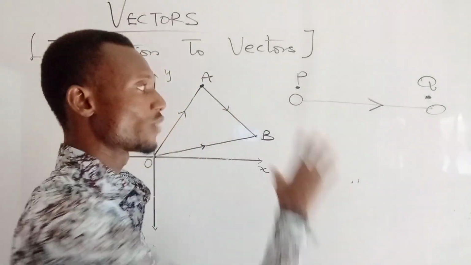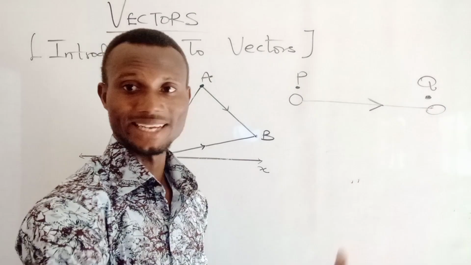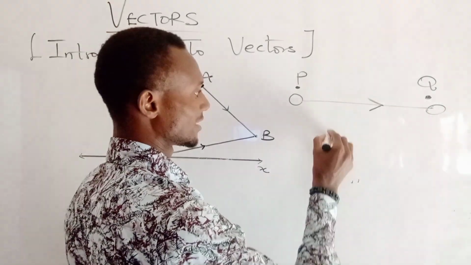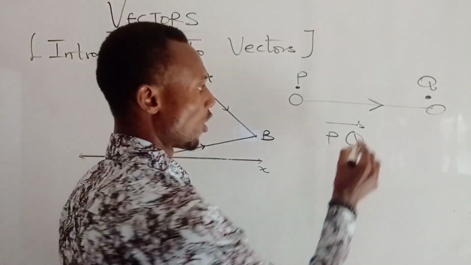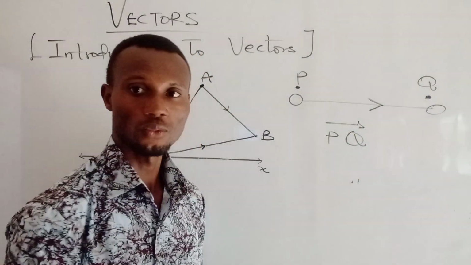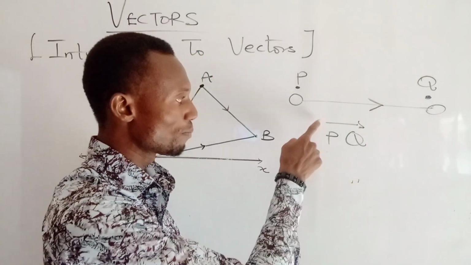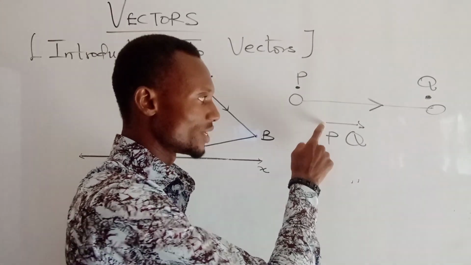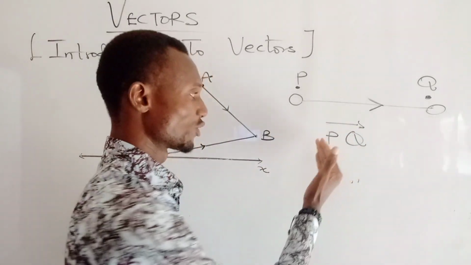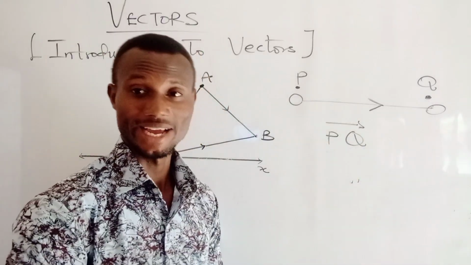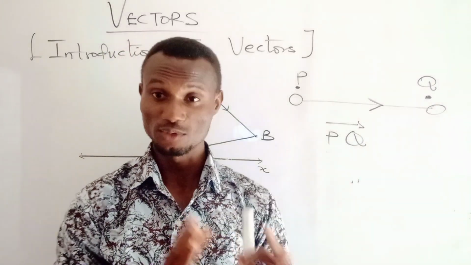If I'm to write this as a vector, I'll write it as PQ, then I'll bring an arrow on top, the arrow which points towards Q. So from P, it means we start from P and it goes to what? Q. That's the direction. So PQ. I hope the explanation is clear enough up to this point.